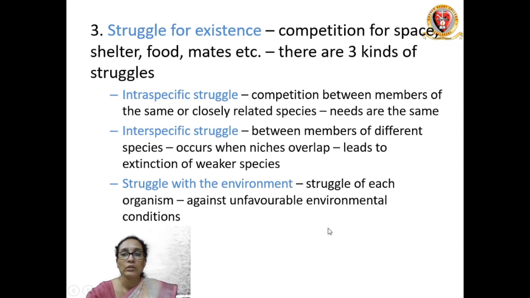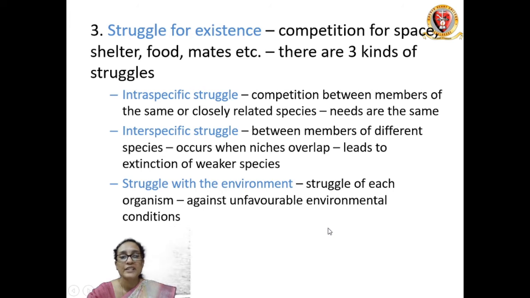Another aspect that Darwin believed was struggle for existence. He believed that there is competition among organisms of the same species or between species for space, for shelter, for food and mates. And he said there are three kinds of struggles: intraspecific, that is competition between members of the same or closely related species where their needs are the same. Their food is the same, the kind of shelter they need is the same, the mates are the same.